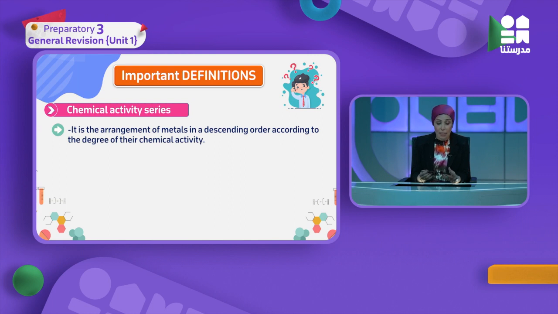Chemical activity series, it's the arrangement of elements, especially the metals, in descending order. Descending means from the strongest to the weakest, according to the degree of chemical activity. يعني the most active we put at the top, and we go down descending until we reach the weakest one at the bottom.